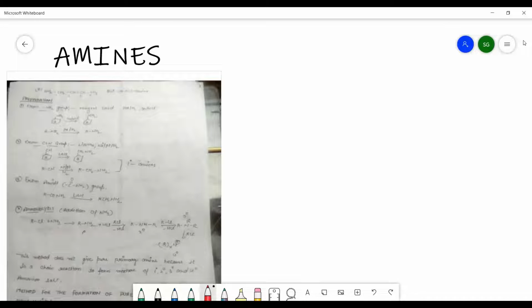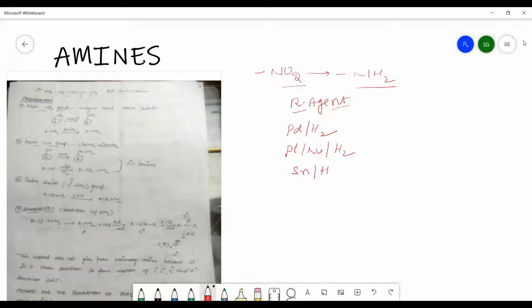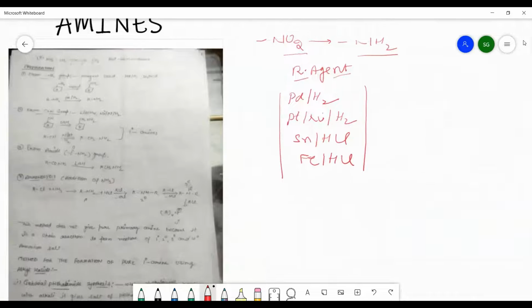Now if you look at the preparation of amines, the first preparation is from the NO2 group, that is a nitro group. When you want to convert the nitro group into an amine, that is the NH2 group, we have to use a reducing agent. You have seen reducing agents in the previous alcohol chapter and the aldehydes and ketones chapter also. That is palladium in the presence of hydrogen. You can take platinum or nickel in the presence of hydrogen, or you may take tin and HCl or iron and HCl, metal in acidic medium. They are also responsible for the reduction of the NO2 group into the NH2 group.